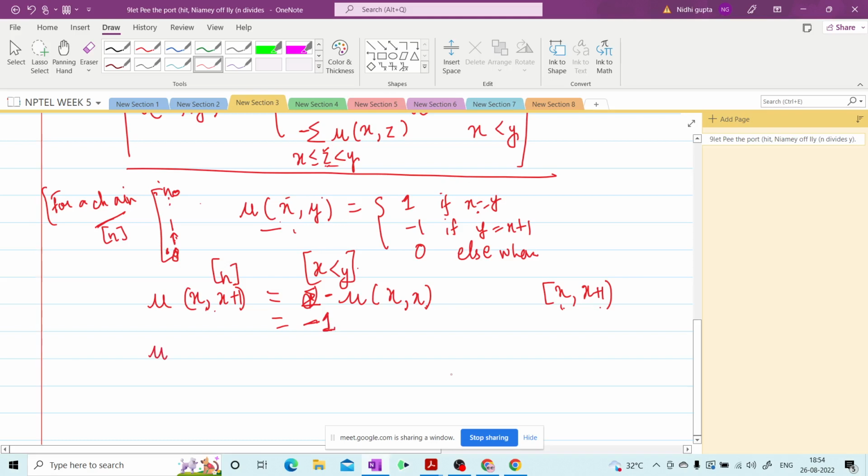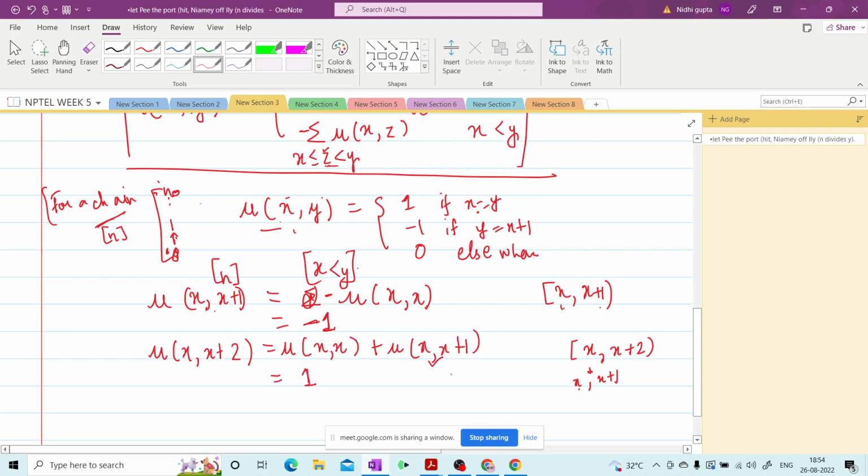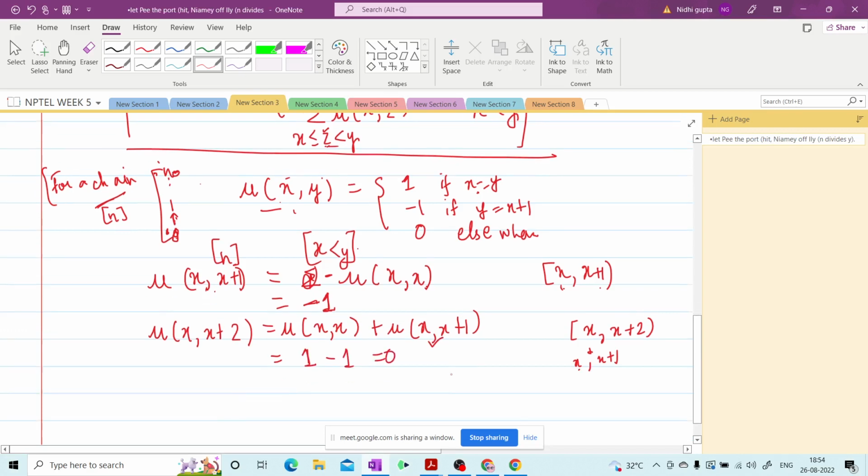But now if we want to do it for mu x plus 2, say, we have to sum over all z which are lying in the interval from x, strictly less than x plus 2. What are such numbers? It can be either x or x plus 1. So this is mu of x plus mu of x plus 1. We are doing it inductively. Mu x is 1 and mu x plus 1 from the previous step is minus 1. So we see that mu x plus 2 is 0.